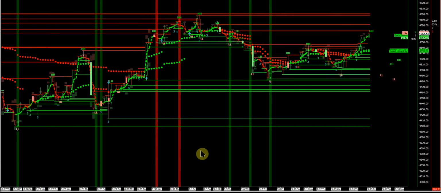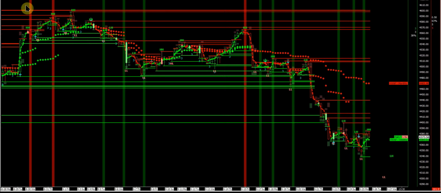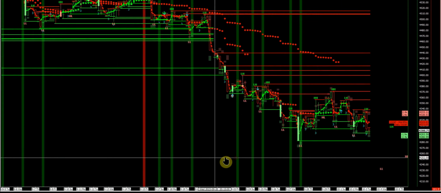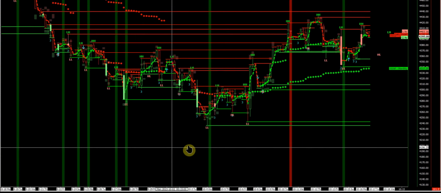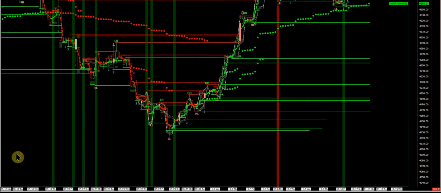Okay, so let's go down to where it came back up in here, and then everybody started reshorting it. It violated this, was not able to violate that, and then they started making lower lows, lower highs. Lower high, lower high, lower high. So the swing guys are having one heck of a time. They are just having a blast.